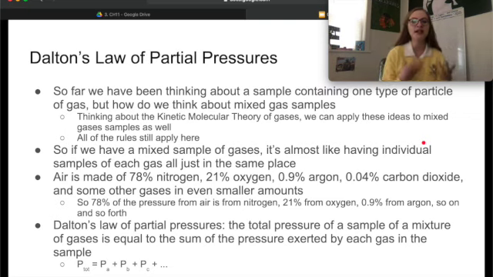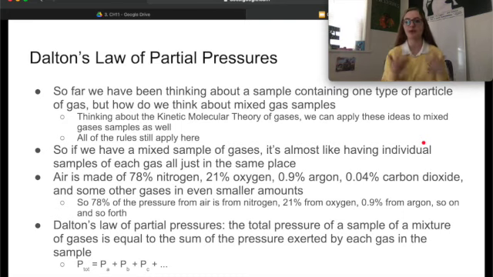If we have a mixed sample of gases, it's basically like having individual samples of each gas. You might think of them in separate containers, but if we just shove them all into one place, it's like having all of those individual samples, just all in the same container. So they behave just as if they were hanging out by themselves. They're just in a group, right?